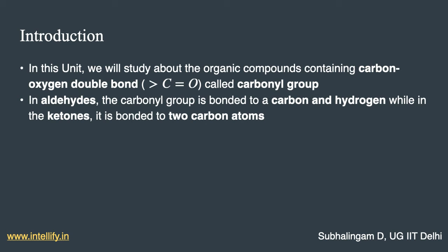In aldehydes, the carbonyl group is bonded to a carbon and hydrogen, while in ketones it is bonded to two carbon atoms. The one on the left is an aldehyde, where the carbon is bonded to hydrogen, and the one on the right is a ketone, where the carbon is bonded to two alkyl groups. The general formula of an aldehyde is RCHO or ArCHO, and for a ketone it is RCOR' and other variants like ArCOR.